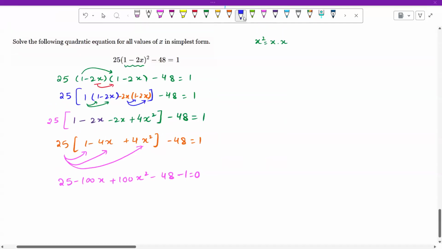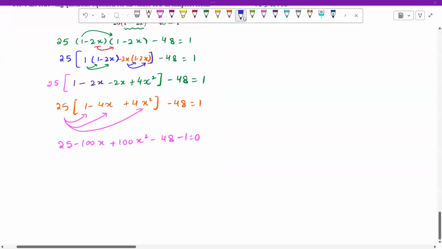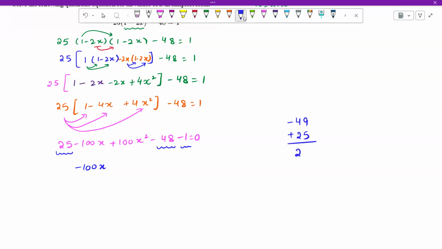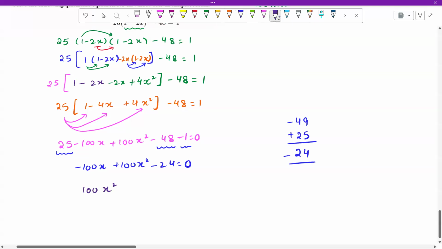There is another method with which we will be able to solve this, which would be much simpler, but depending on how you take it. So we will be seeing that as well. But right now, let's solve this. So negative plus 25, negative 48, negative 4, negative 1. So negative 48, negative 1, negative 49 plus 25. This is negative 24. Plus 100x square, negative 24 equal to 0. So we just rearrange it in the ax square plus bx plus c format, equivalent to 0.